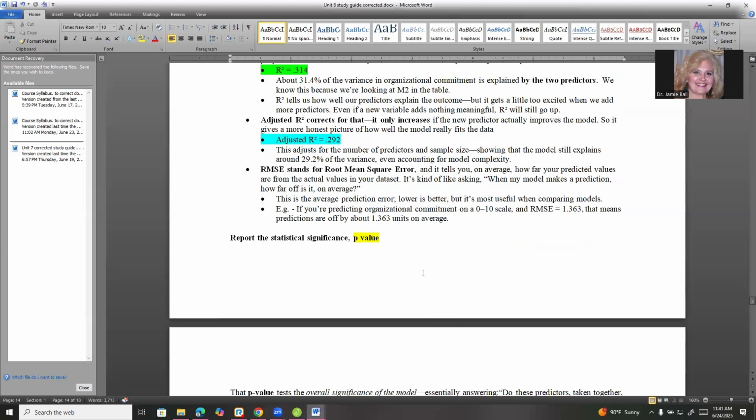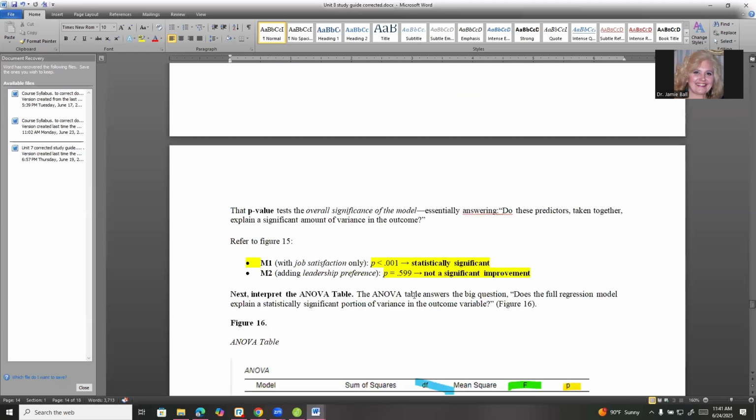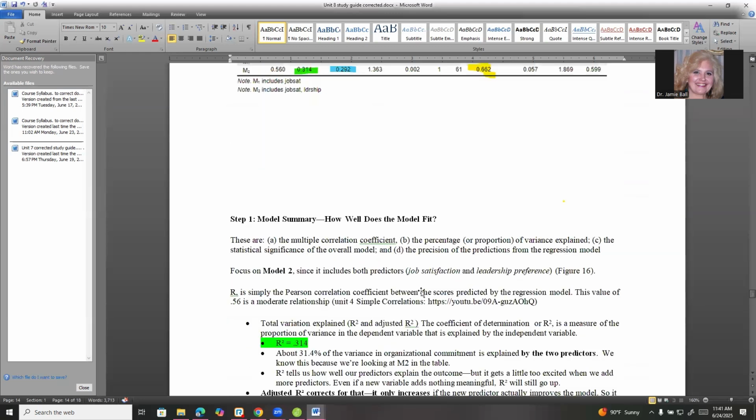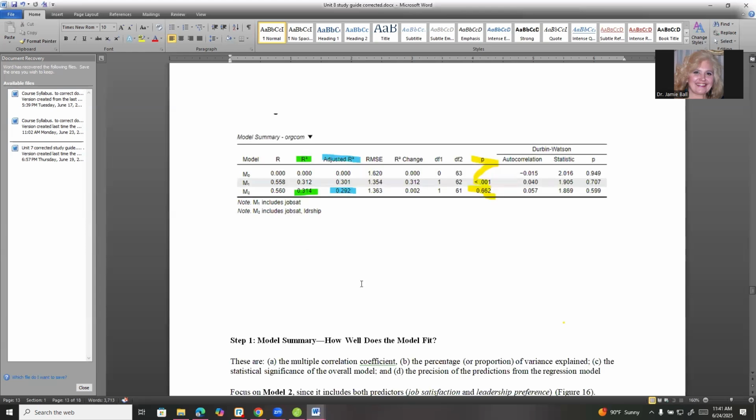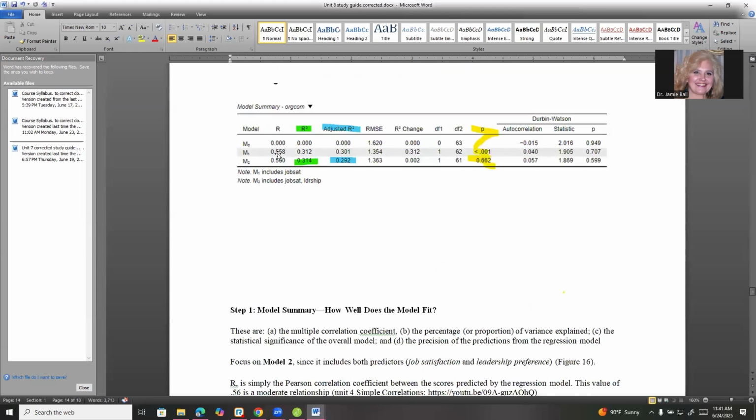Okay. Now, the next thing I want to do is report statistical significance, which I've highlighted here. Here's my degrees of freedom. So, look at this. Model 1 was statistically significant. P was less than 0.001. So leadership significantly predicted organizational commitment.